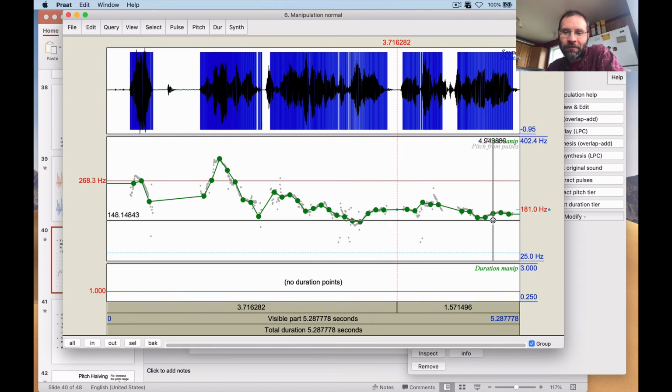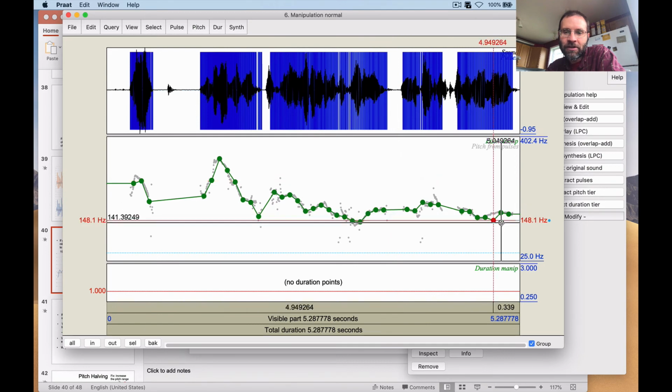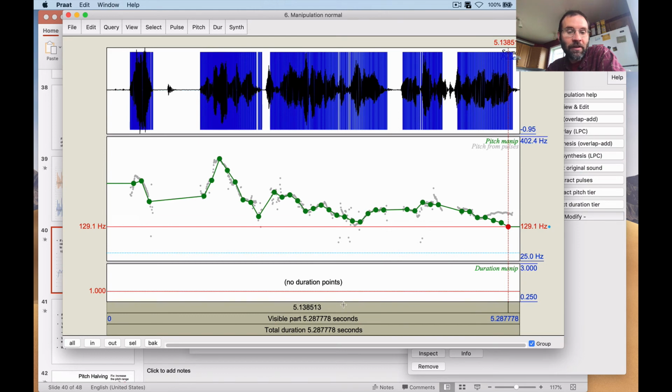We can make that a little more definitive by lowering the pitch at the end, so it just kind of descends down to the bottom of the speaker's range. What does it sound like now?